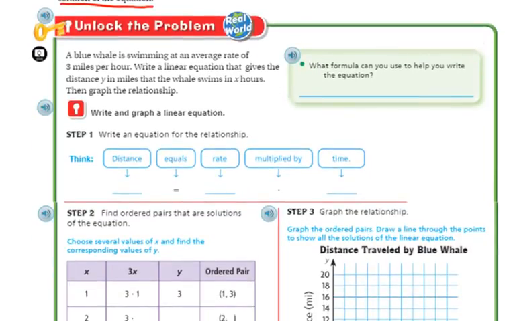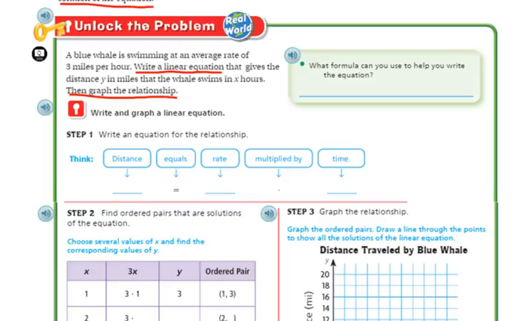All right, unlock the problem. Here we go. A blue whale is swimming at an average rate of 3 miles per hour. Write a linear equation that gives the distance y in miles that the whale swims in x hours. Then graph the relationship. So I noticed two things here. I noticed that I have to write my linear equation. Then I have to take that equation and graph it. In order to do that, I'm going to need some type of XY chart and ordered pairs in order to do that. So it's really requiring us to do 4 things.